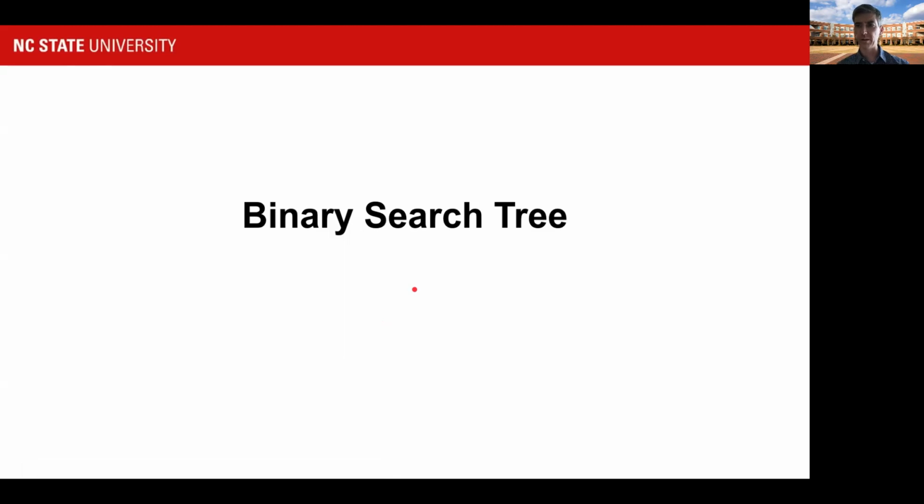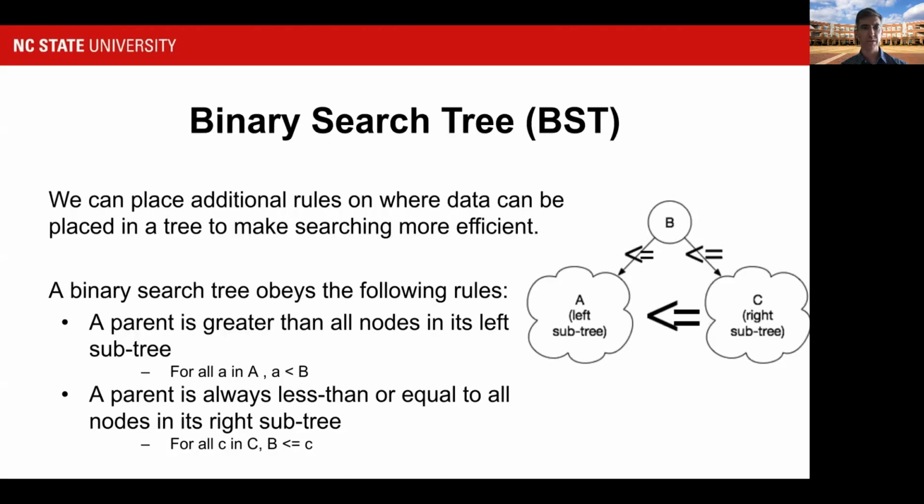Okay, so now we're ready to talk about the binary search tree, which is a special kind of binary tree, which is especially good for holding items in an ordered set. So what's a binary search tree? A binary search tree is what we get when we place additional rules on where we can place things in our tree. In fact, we can have trees for lots of different purposes. But now we're going to focus specifically on this idea of a binary search tree.